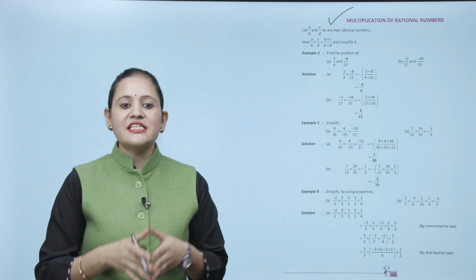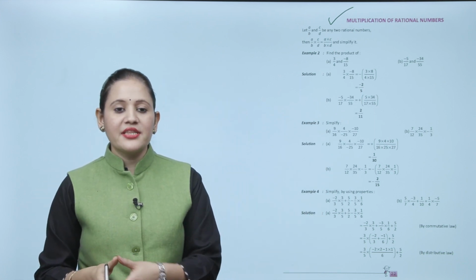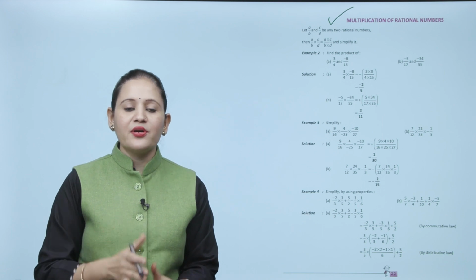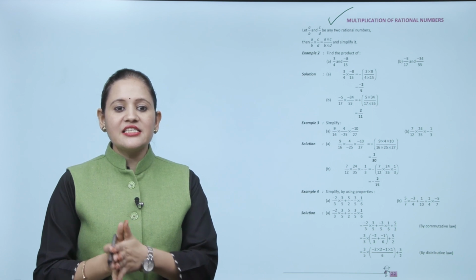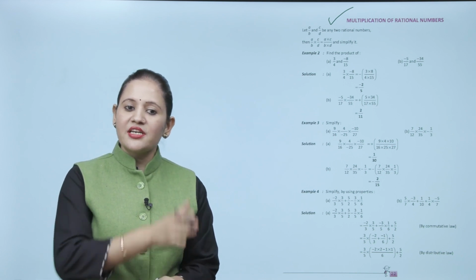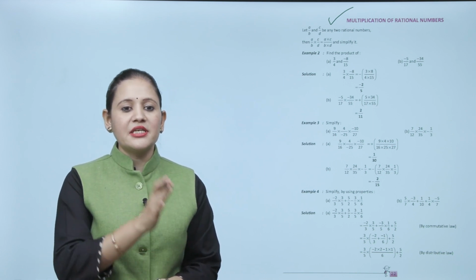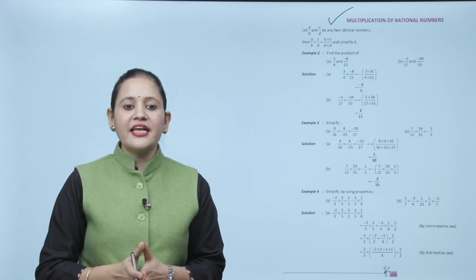Let a upon b and c upon d be any two rational numbers. Then a upon b multiplied by c upon d equals a into c upon b into d, and simplify it. Means numerator multiplies with numerator, denominator multiplies with denominator. Now we'll take an example.